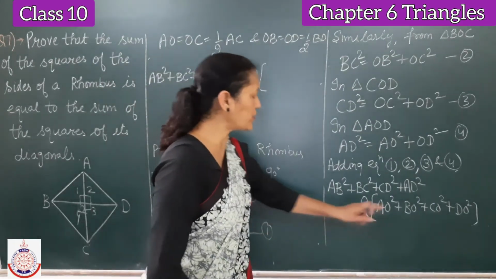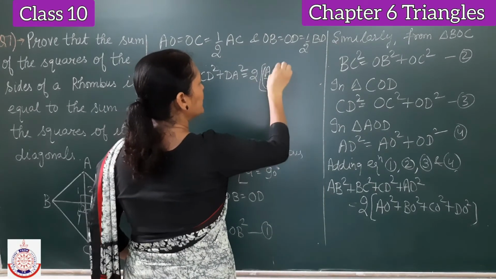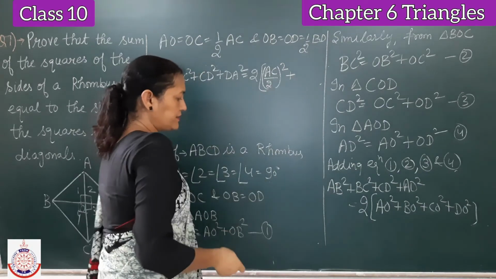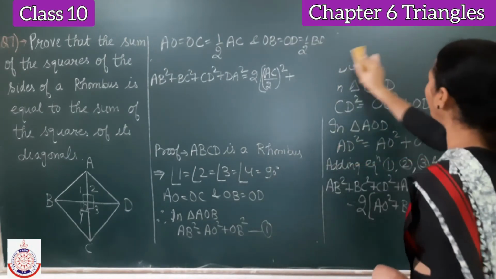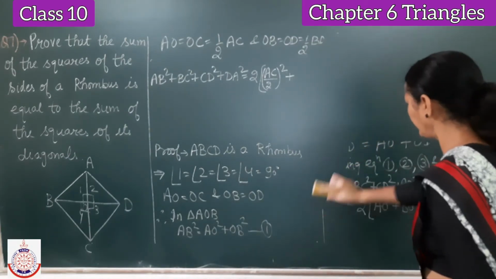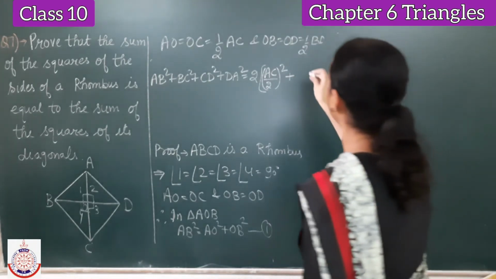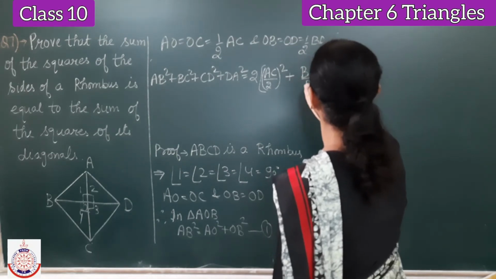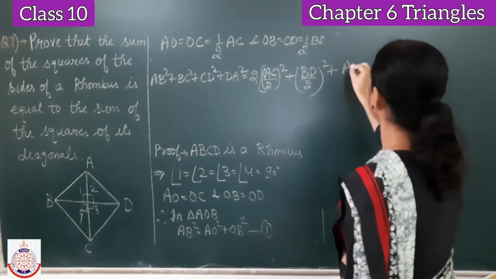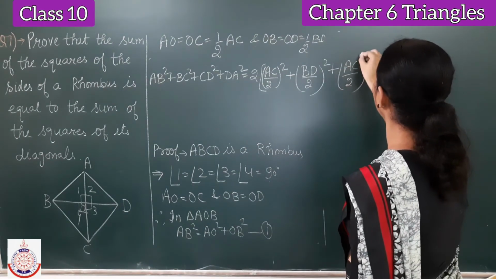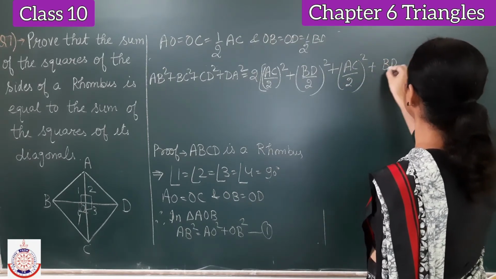In place of AO square, we will be writing AC upon 2 whole square, plus, in place of BO, we will be writing BD upon 2 whole square. Then we had CO. CO means AC upon 2 whole square. And last was OD. So OD means BD upon 2 whole square.